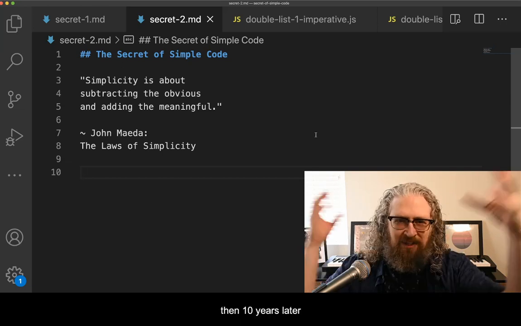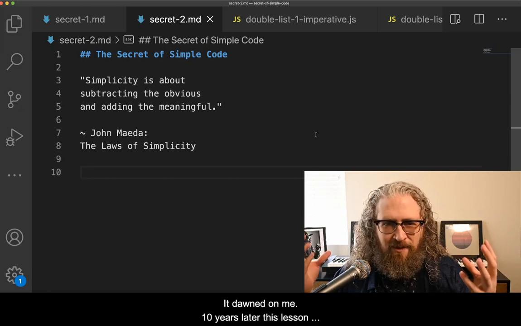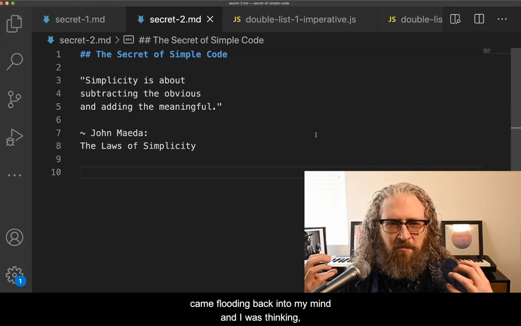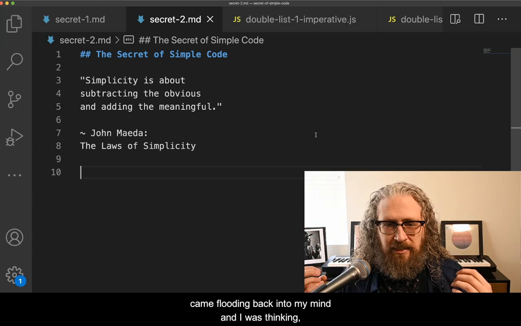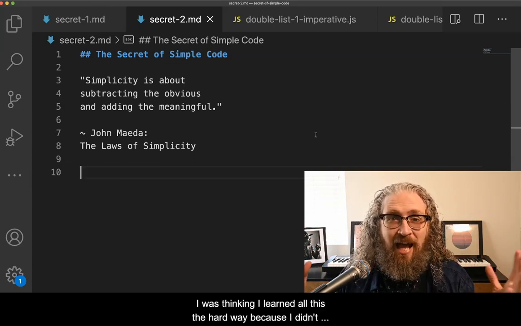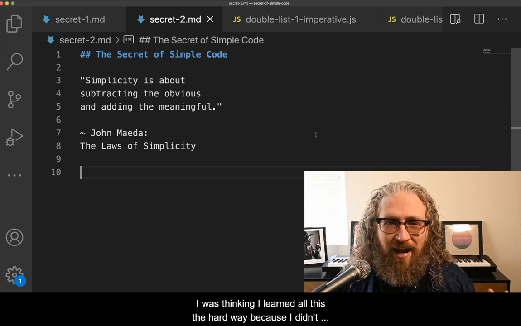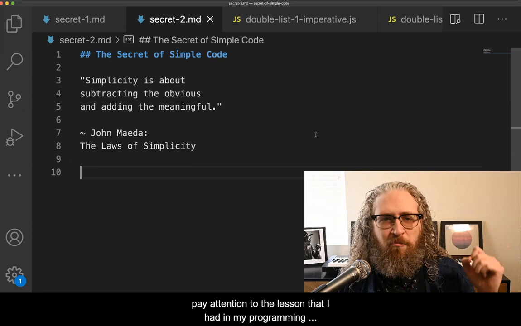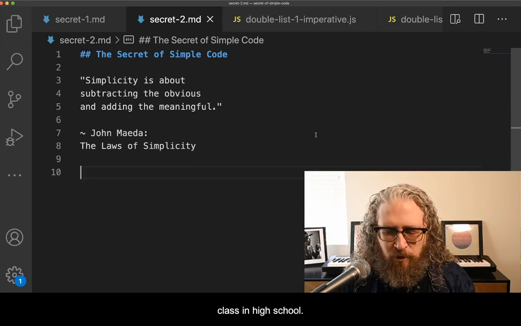And then 10 years later, it dawned on me. 10 years later, this lesson came flooding back into my mind, and my mind was completely blown. I was thinking, I learned all this the hard way because I didn't pay attention to the lesson that I had in my programming class in high school.